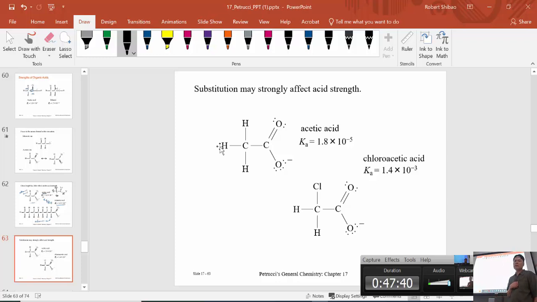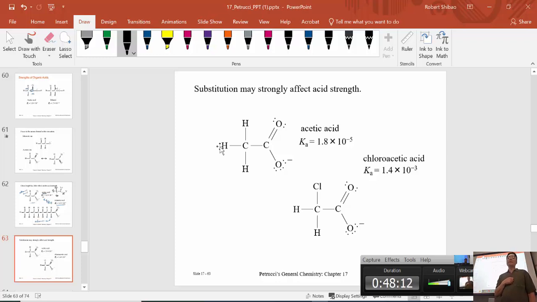Even having one chlorine here, this is kind of weird. Substitution may strongly affect acid strength. These are bases. If we're looking at the conjugate acids, okay, you can look. But let's compare the base strength. Which one is a stronger base? A or B?